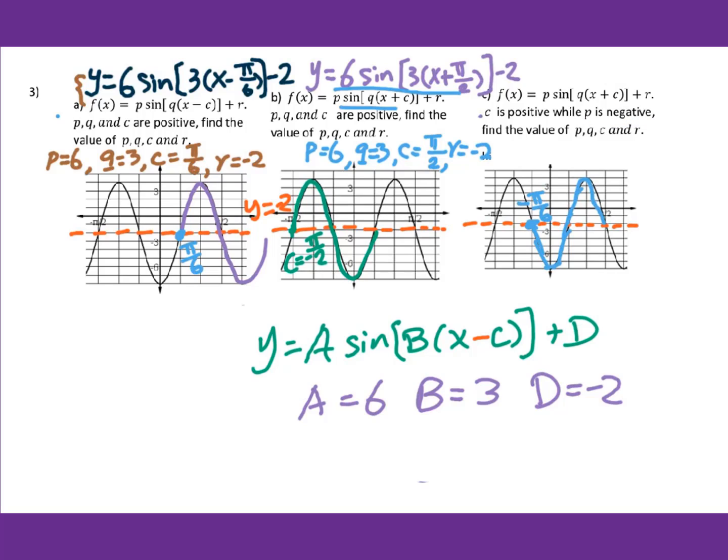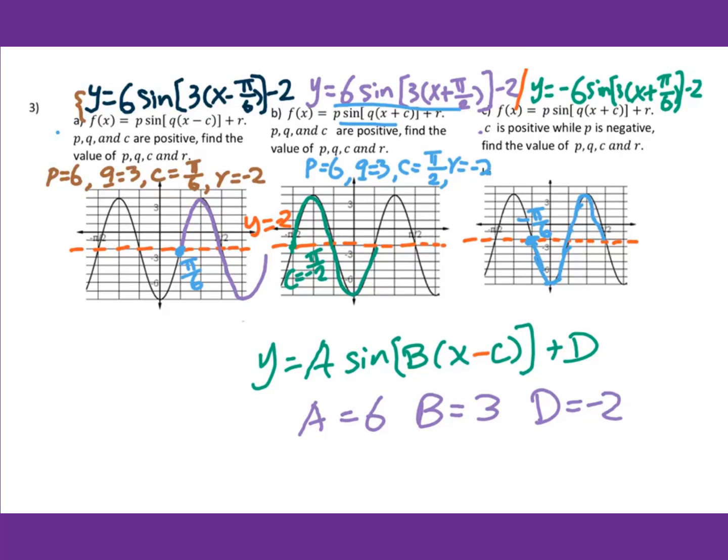So we can write down the equation that will be y equals negative, because that's a negative pattern, 6 sine 3 x plus pi over 6, then minus 2. So we get P equals negative 6, Q equals 3, C equals pi over 6, and R equals negative 2.